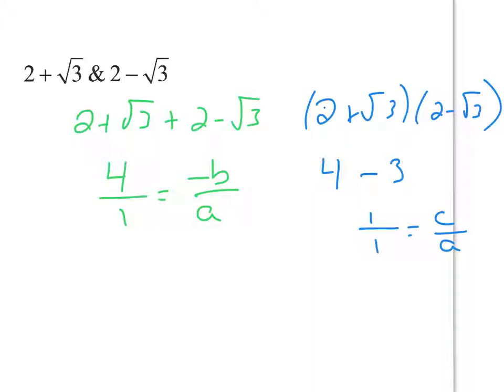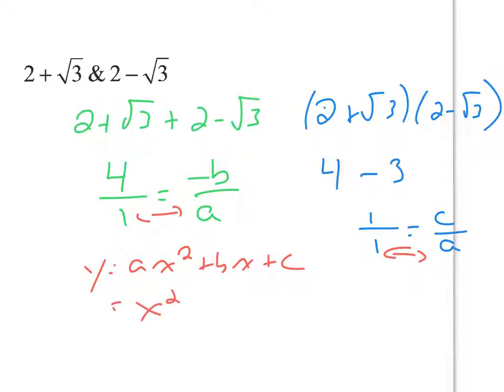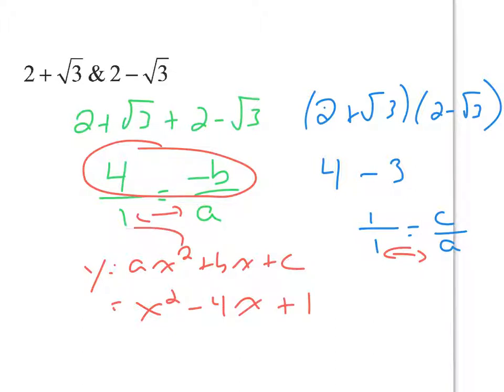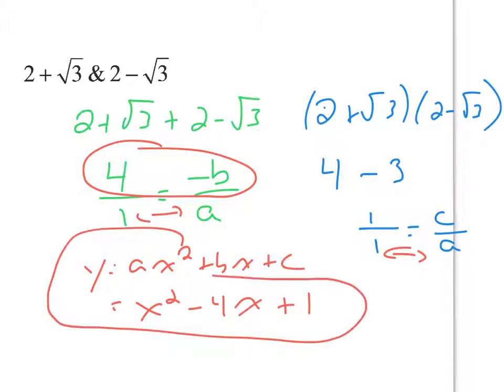So now when I write my equation, I get y equals ax squared plus bx plus c, where my a is once again 1. My b is going to be -4 because negative b is equal to 4. And my c is 1. There is my equation. Y equals x squared minus 4x plus 1. Okay, let's do this one more time.